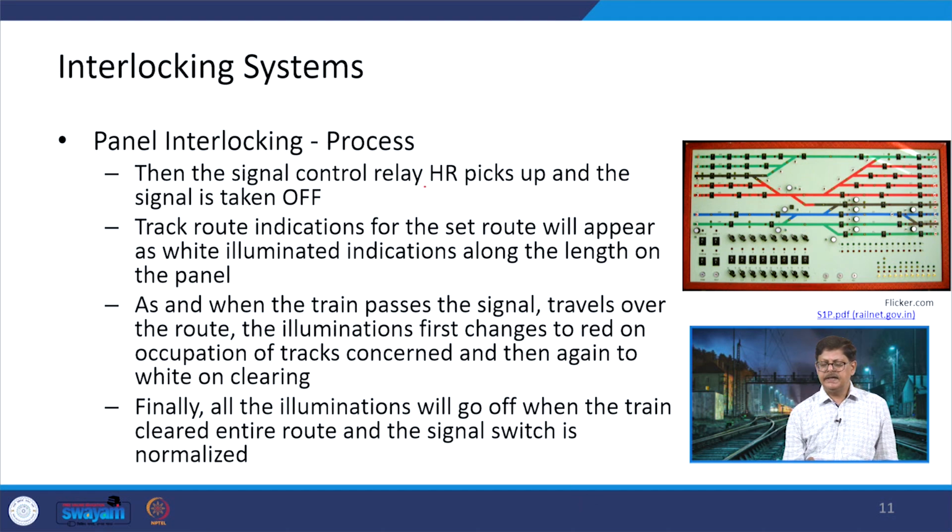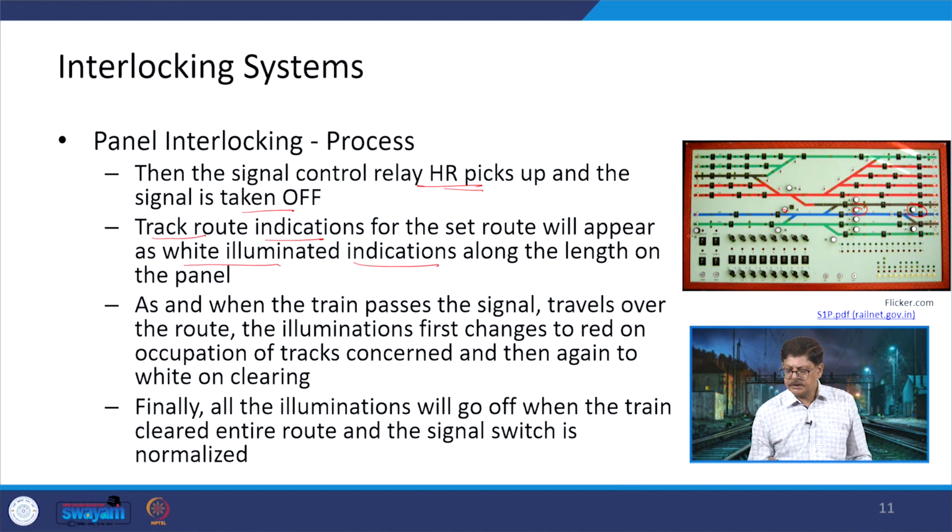The signal control relay HR picks up and the signal is taken to off position. Then route indicators for the set route will appear as white illuminated indications along the length of the panel. So, here if you see along the length of the panel, these white indicators are coming up, that means this is being set. As and when the train passes the signal, travels over the route, the illumination first changes to red when the track is being occupied, and then it changes to white when the track is being cleared, that is, the train has moved into the next section.